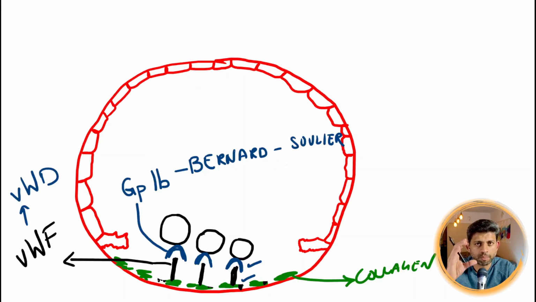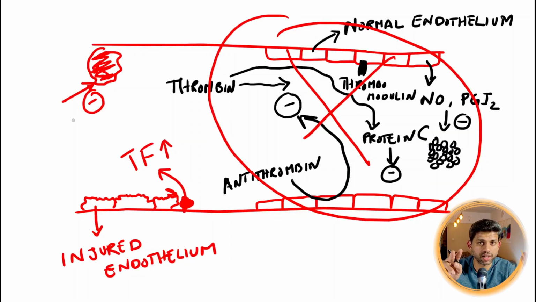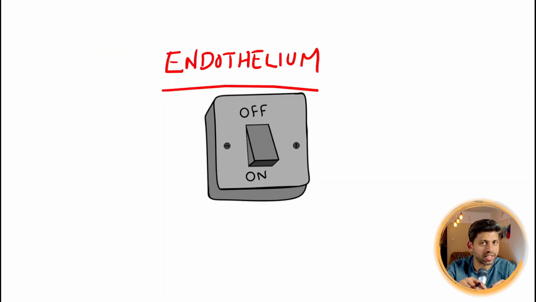Today we looked at the role of platelet receptors and bridging molecules in bleeding disorders. Then we looked at the role of thrombin in clot formation and also in prevention of clot. Then we looked at the master regulator, the switch, endothelium.